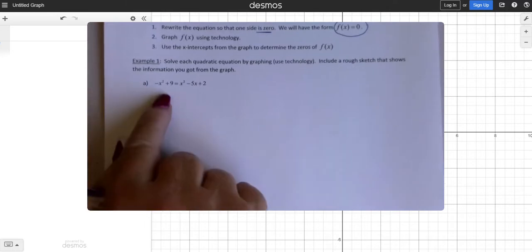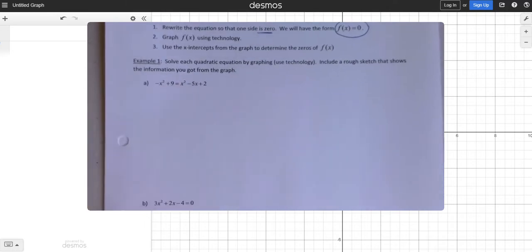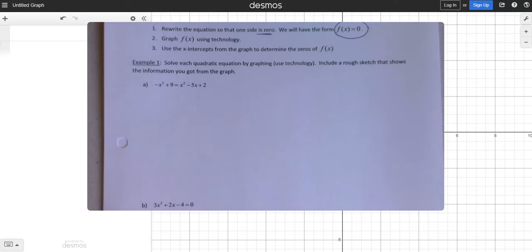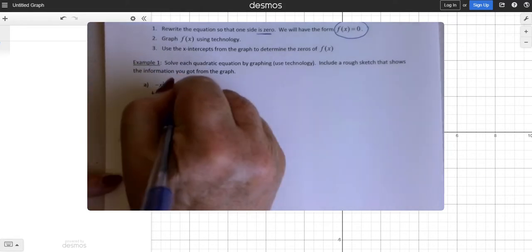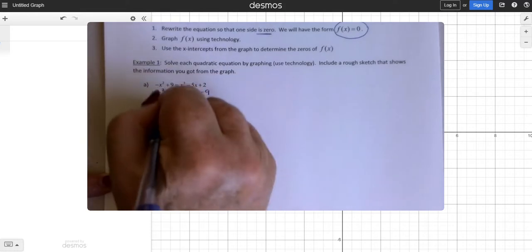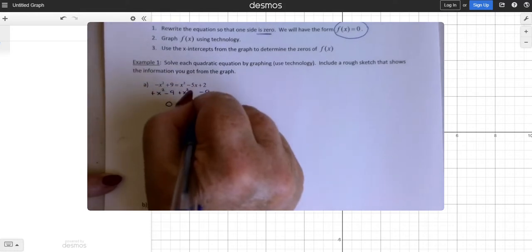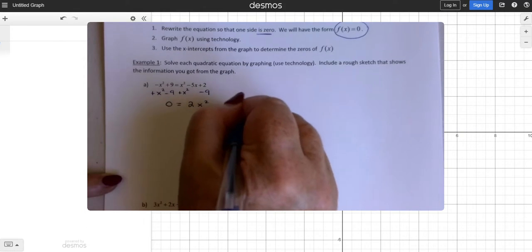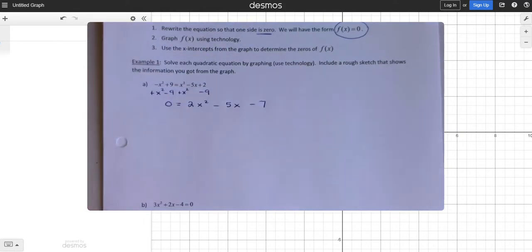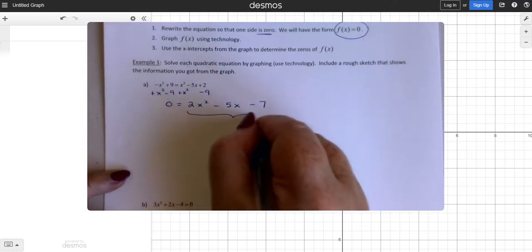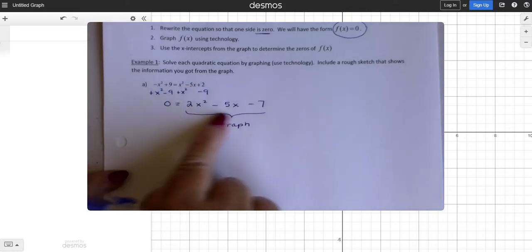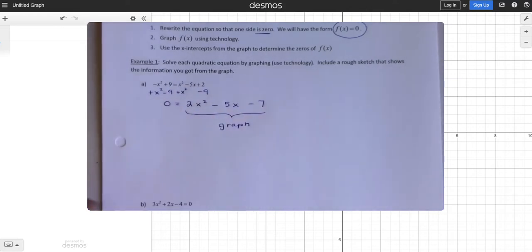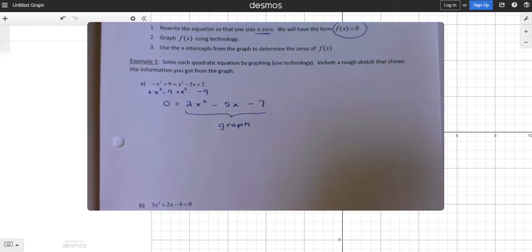So as I look at my first quadratic equation, I want to make sure I start with this equal to 0. My x-intercepts aren't helpful to me unless they correspond to the zeros, right? So I have to have this equal to 0. I will add x squared and subtract 9. So I get 0 equals 2x squared minus 5x minus 7. I'm now going to go ahead and graph that function, because where that function has its zeros, or its x-intercepts, will be the solutions that I'm looking for.